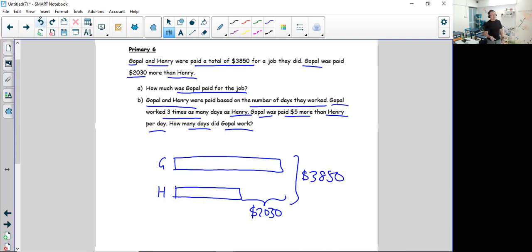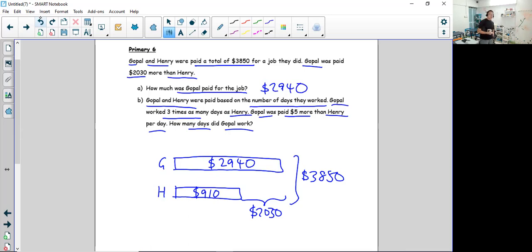So you can find part A already. How much was Gopal paid? You take 3850 minus 2,030 and then divide by 2, right? I think this is like a primary 4 question for part A. So you take 3850, cut away 2,030 and divide by 2, and you will get Henry's money, which is $910. And for Gopal's money, you take 910 plus 2,030, and that will give you 2,940. So Gopal was paid $2,940, which is 1 mark. Okay, 1 mark for this question.